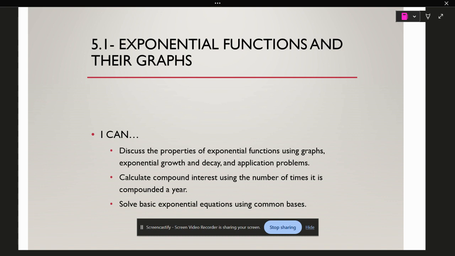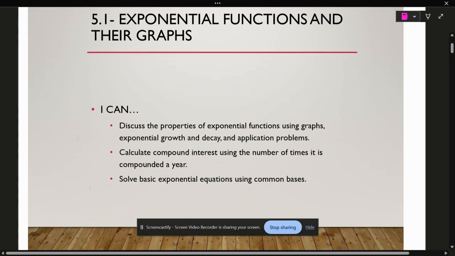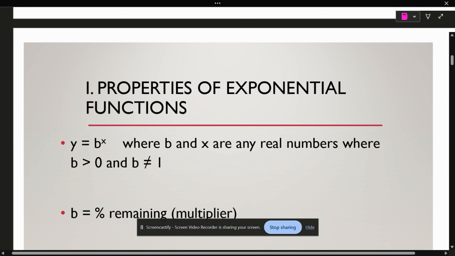Today we're not going to go through the full set of notes. We're only going to do, I believe, 4 examples. We're going to talk about the properties of their graphs, and then we're also going to talk about exponential growth and decay. So let's kind of get into what we're doing here.